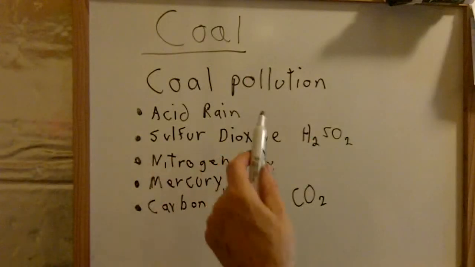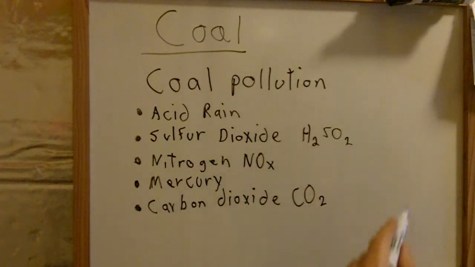So, as I said before, coal is one of the worst air polluters there are. It's just lucky that there isn't that much use of it. However, let's go look and see what kind of pollution coal puts out. Okay, we have acid rain, sulfur dioxide, nitrogen, mercury, and carbon dioxide.